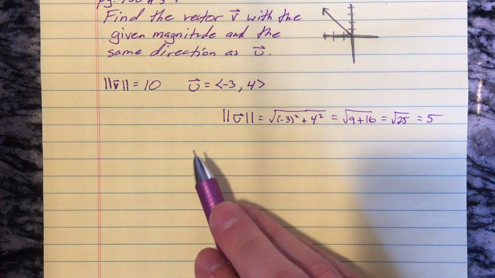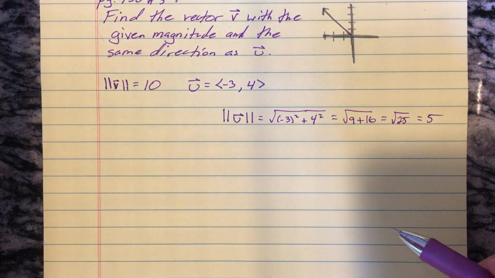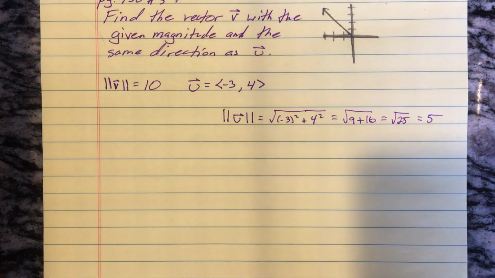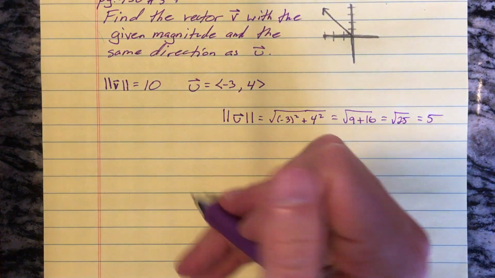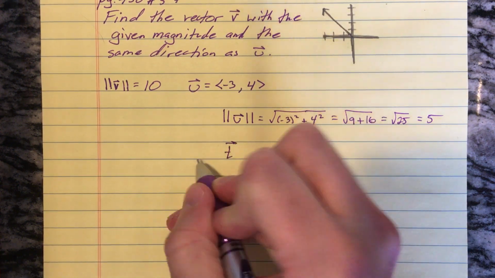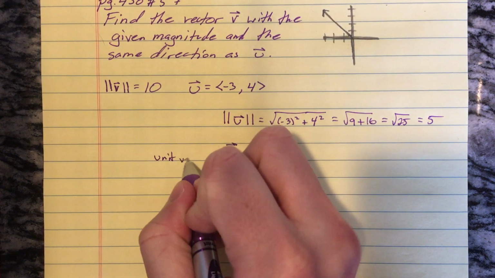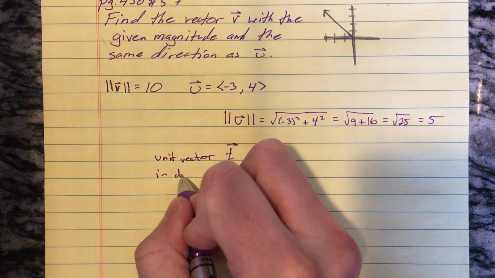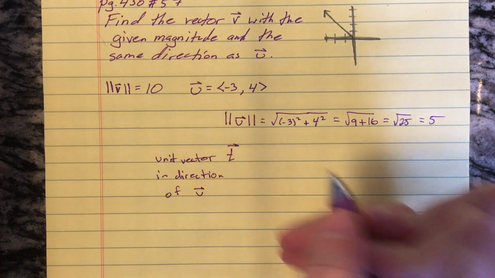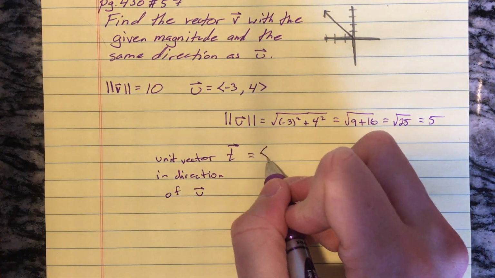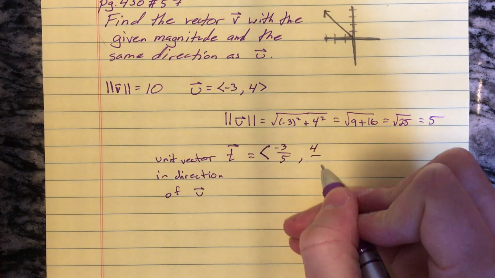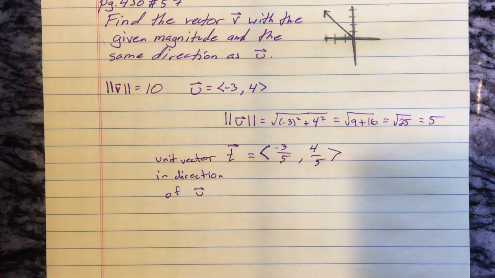So to get the unit vector in the same direction as u, unit vector meaning it has a magnitude of 1, we're going to take u and divide each one of those by 5. So let's call it vector t. That's going to be our unit vector in direction of u. And so that's going to be negative 3 over 5, 4 over 5. There's our unit vector. That is going in the same direction.